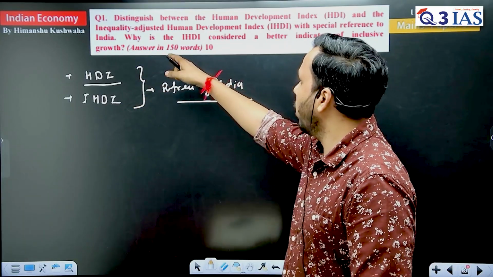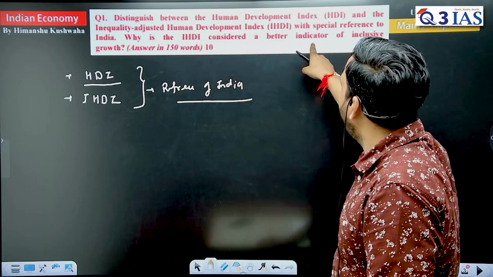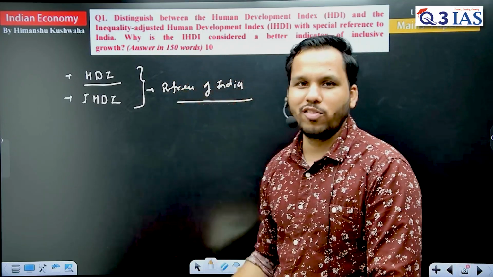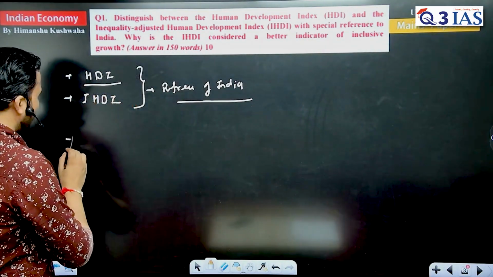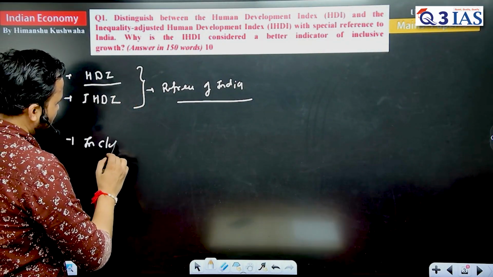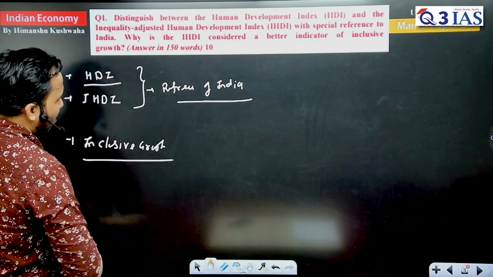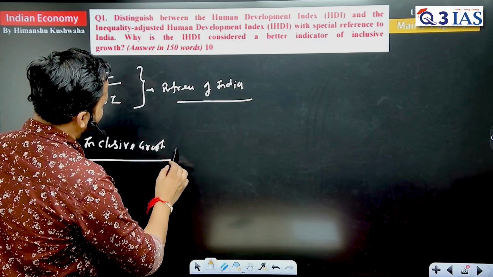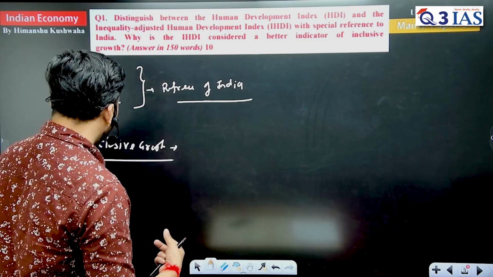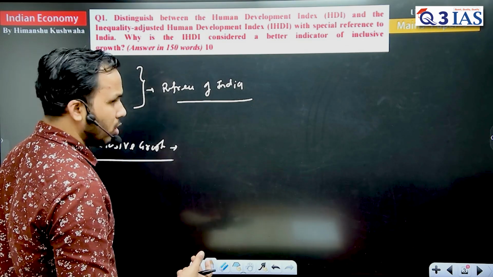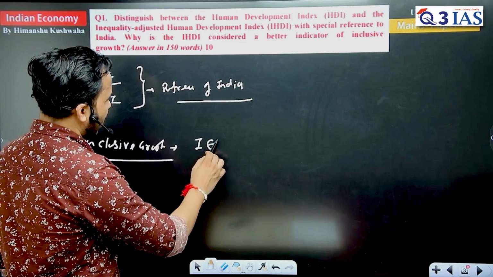Now we will read further. Why is IHDI considered the better indicator of inclusive growth? So now we have one more keyword, that is inclusive growth. We have to write about inclusive growth, and write some examples regarding how inclusive growth can be achieved by using IHDI.